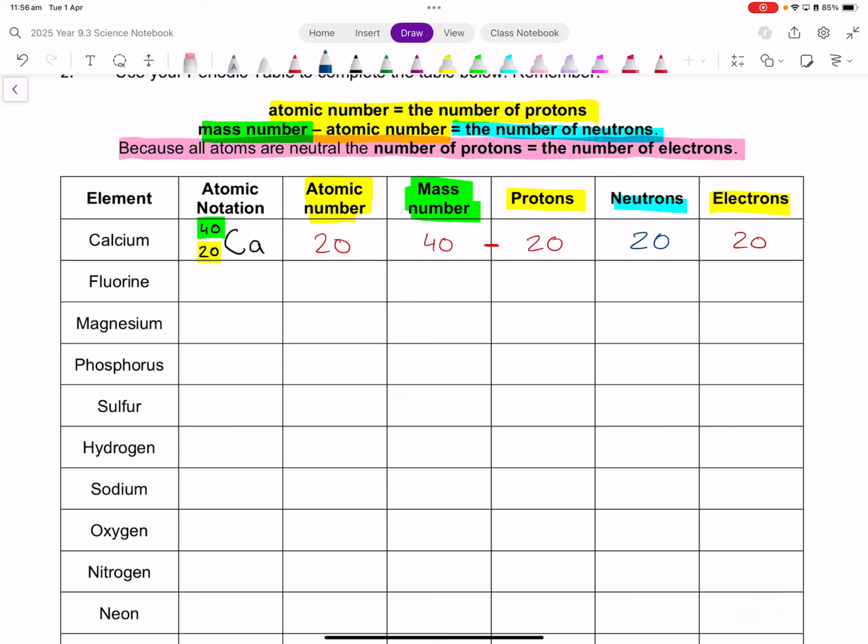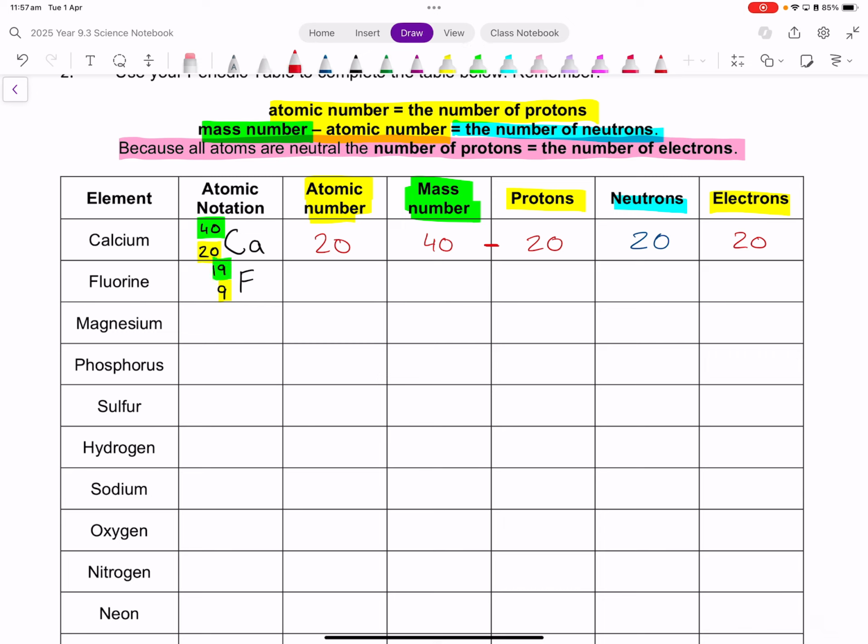Let's do one more together, and then I'm going to leave it up to you. So, fluorine. If you look to number 9 on your periodic table, you will find the symbol for fluorine is capital F. The atomic number for fluorine is 9. It is found in the 9th position. And the relative mass of fluorine is 19. Okay? So up the top we write 19. Again, I'm going to follow the conventions of using these same colors once again.